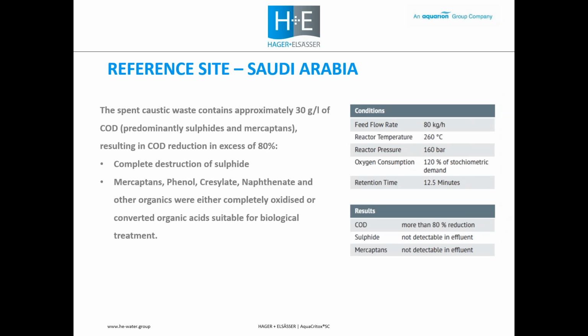So in this case, we are achieving more than 80% total reduction of COD. The feed to this plant is a mixture of sulfidic and refinery. So the bulk of the COD is sulfidic, and for that we're achieving 100% removal. And for the organic side, for the mercaptans, phenols, cresylates and naphthenates, all the other organic compounds, these have a lower overall COD destruction, giving a total destruction in excess of 80% for both sulfidic and organic.